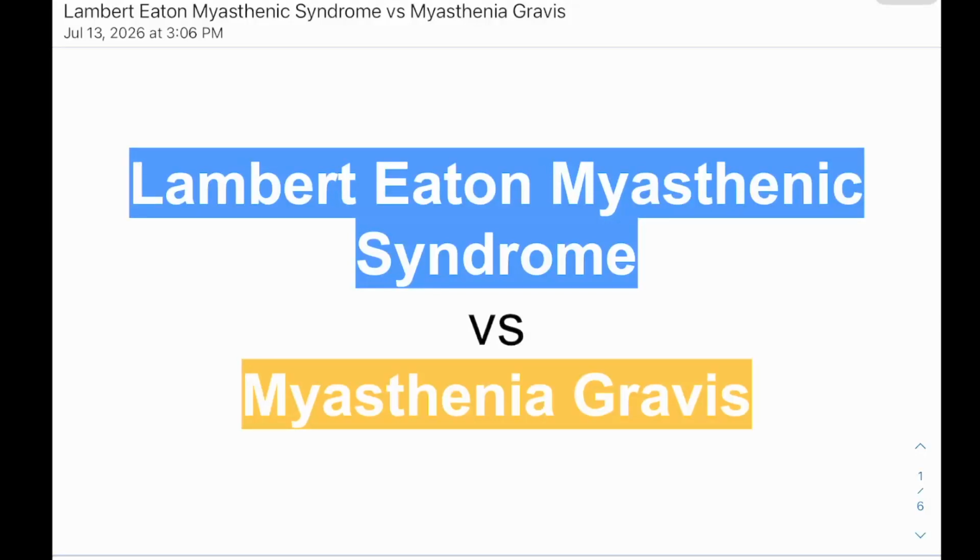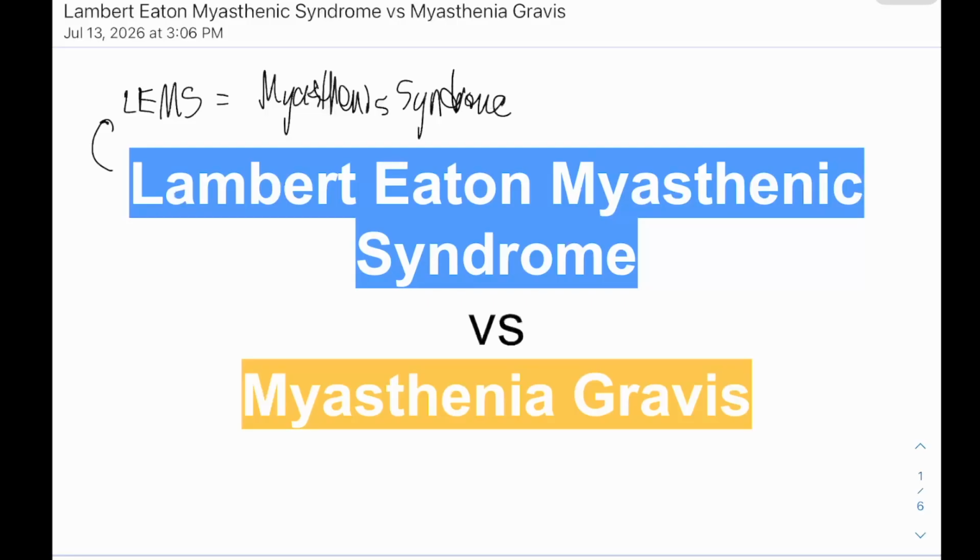Okay, so let's talk about something that's highly tested, and that is differentiating between Lambert-Eaton myasthenic syndrome versus myasthenia gravis. Now, the first way that exams will try to trip you up is by referring to Lambert-Eaton or LEMS as just myasthenic syndrome. What the exam makers want you to do is think of myasthenic syndrome as myasthenia gravis, when in actuality, it's not.